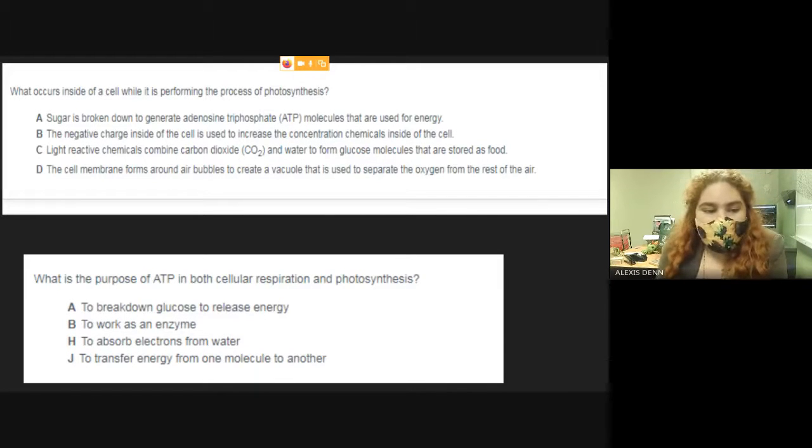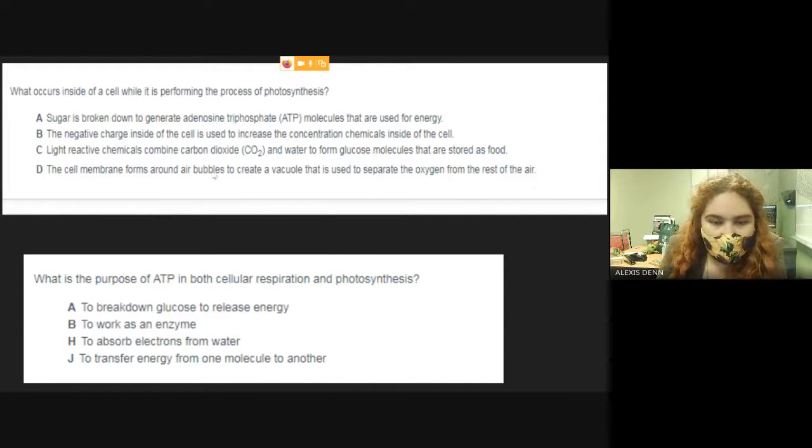What occurs inside of a cell while it is performing the process of photosynthesis? A, sugar is broken down to generate adenosine triphosphate molecules that are used for energy. I know that one's out because photosynthesis makes sugar. A is out. B, the negative charge inside of the cell is used to increase the concentration of chemicals inside of the cell. Ms. Den never said anything about that when we talked about photosynthesis. It can't be that. C, light reactive chemicals combine carbon dioxide and water to form glucose molecules that are stored as food.